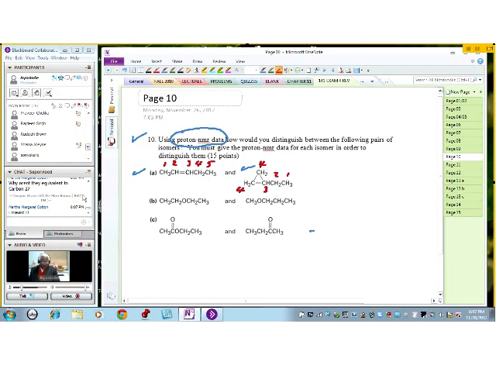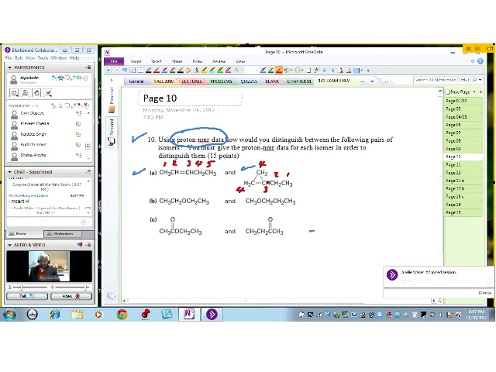Somebody asked a question for me. Why aren't they equivalent to carbon-2? Which one are you talking of? Oh, this one here? You mean this hydrogen here?